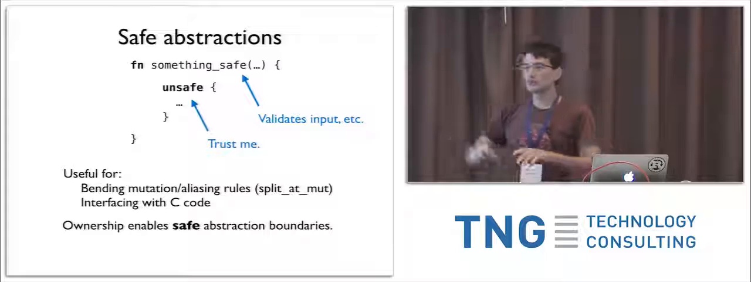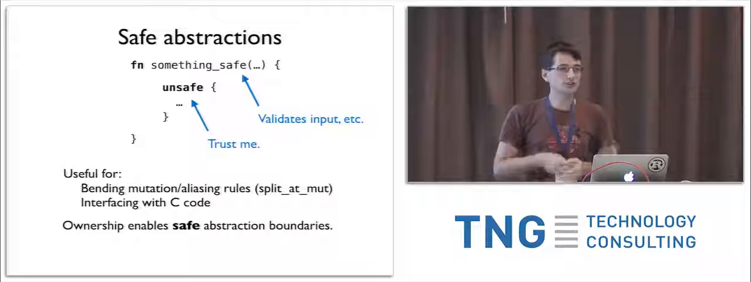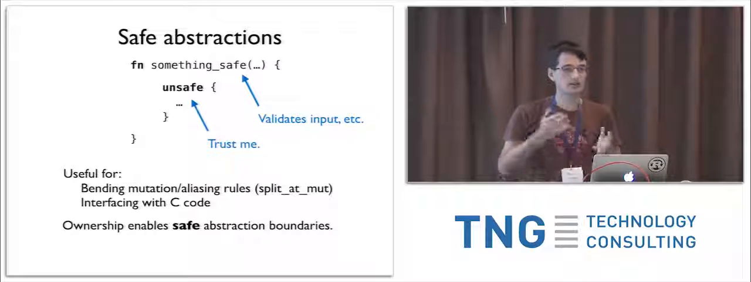And the reason for that is we have this safe boundary to Rust. We say that we have our safe function, which might do some input validation. It might do some verification.